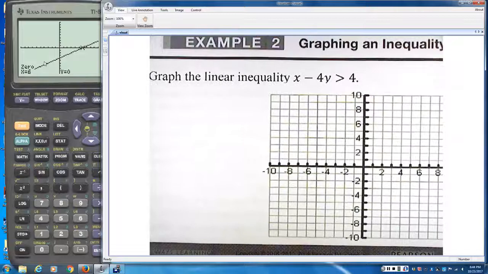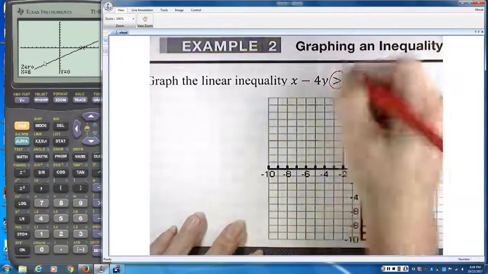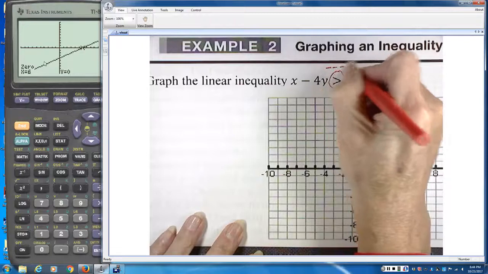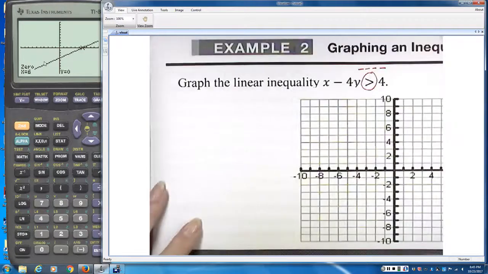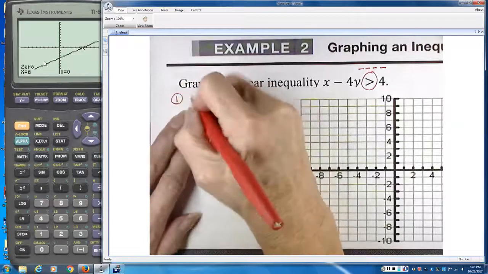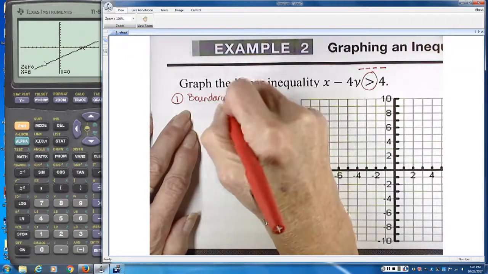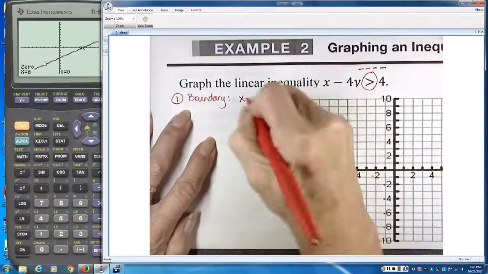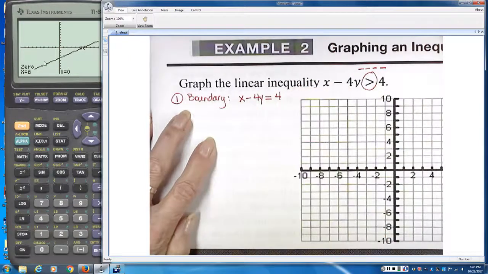So for example 2, we're going to graph the linear inequality, and notice this time it says x minus 4y is greater than. So that means when we draw this line, we're going to make a dashed line. So again, our first step is to find the x and y intercepts, so we can graph the boundary. And the boundary is x minus 4y equals 4, because it's a line.